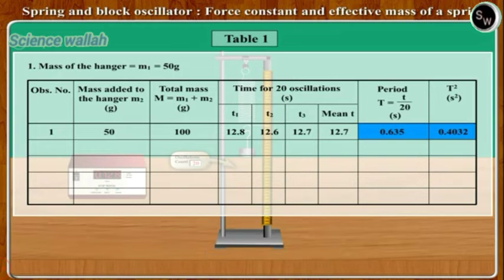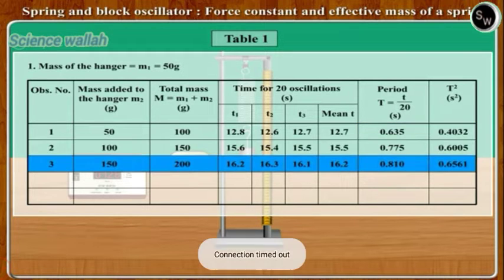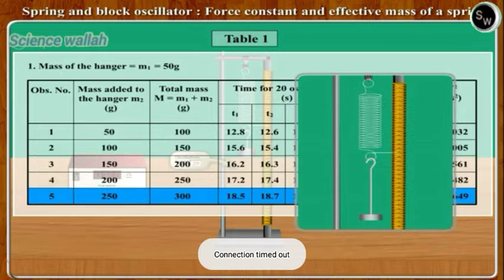Now put 50 gram more into the pan. Record the time for 20 oscillations 3 times and find the mean t. Find the period T, that is capital T, and T square, in table 1. Take a series of 5 such measurements by increasing the mass in the hanger by 50 gram each time.